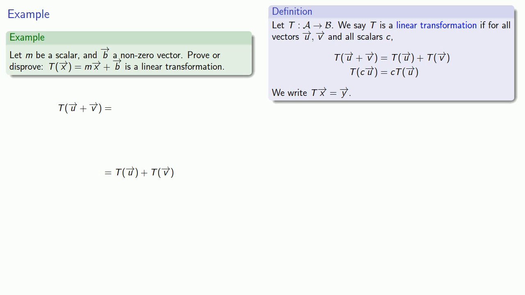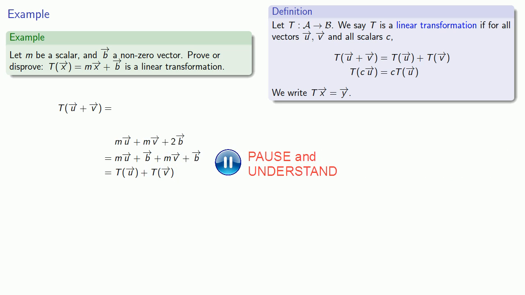And it may be helpful to work one step backwards from our ending point. We know what T does to any vector x, so we know that T of u is mu plus b. Likewise, we know that T of v is mv plus b. And that's the same as mu plus mv plus 2b.